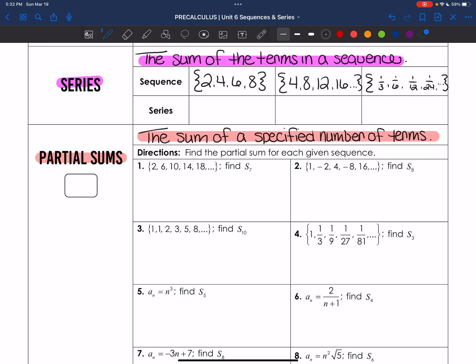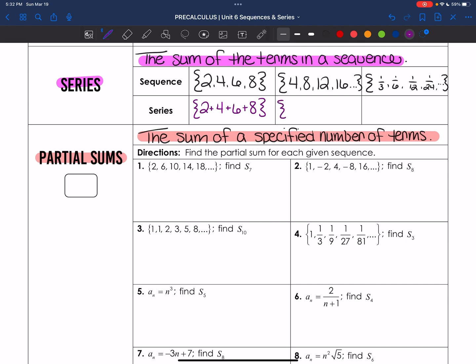So let's go ahead and begin by defining what exactly is meant by this word series. All that a series is, is the sum of the terms in a sequence. So take, for example, if we had the sequence 2, 4, 6, 8, then the series would be 2 plus 4 plus 6 plus 8. That would be the corresponding series for that sequence.